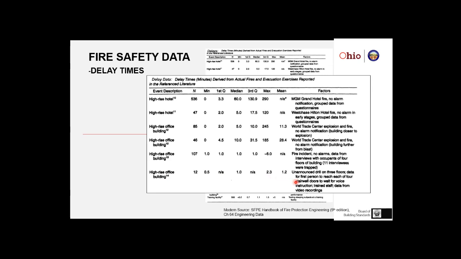This was an unannounced fire drill. So these people are trained and they've got staff helping them to get out, like a fire warden. They have voice instruction. So you see that people respond much quicker when they have clear direction, when people are guiding them and telling them what to do. So there's a lesson learned: it's always good to have fire drills, and it's better even to have voice instruction rather than just alarm signals.